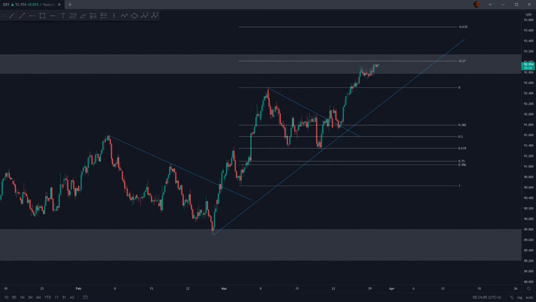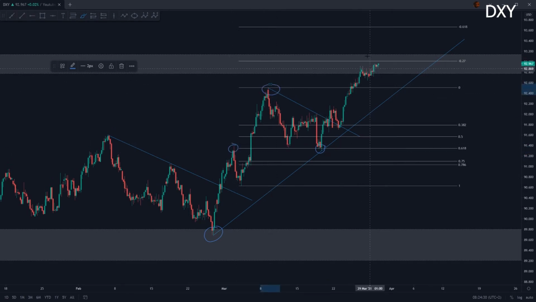Let's dive straight in. To start off with, as per usual, the DXY. What can we see? Well, we have a clear uptrend structure. We always have to ask ourselves the question: are we making higher highs and higher lows, or lower lows and lower highs? As we can see, we've been creating these higher lows, and we've been creating higher highs.